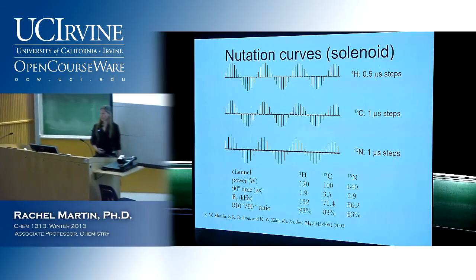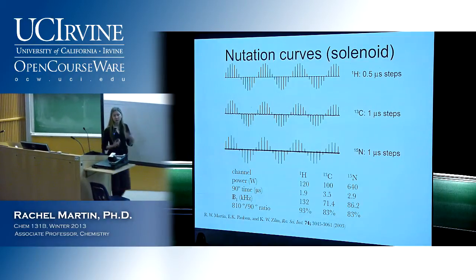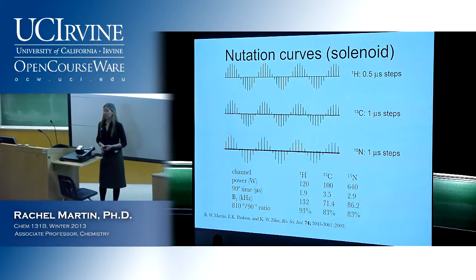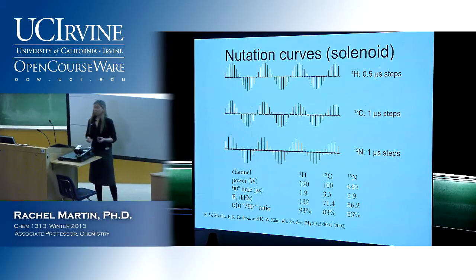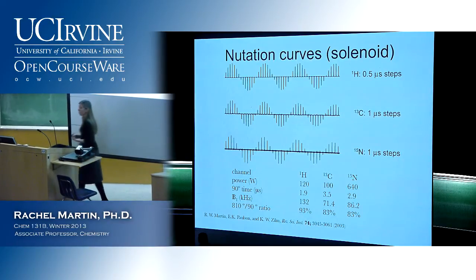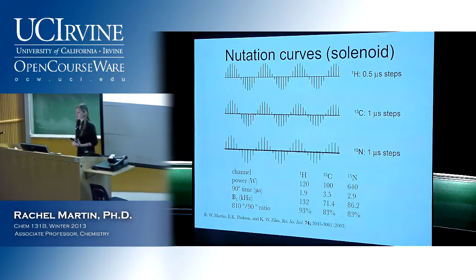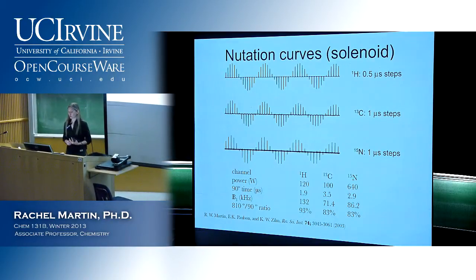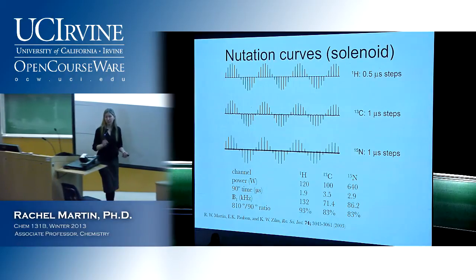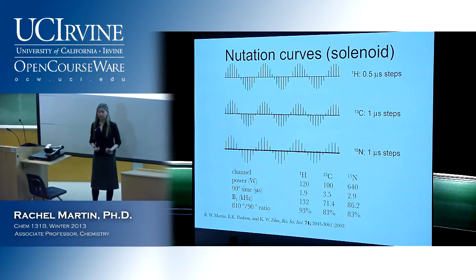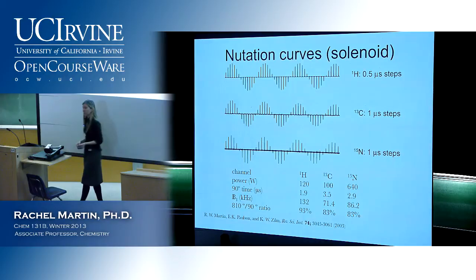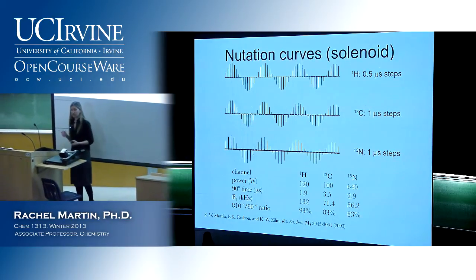Again, this is how you experimentally measure the flip angle that a pulse is going to have on your signal. You can see we have the RF field strength at some constant value. This is what B1 refers to. For proton, we had 132 kilohertz. Carbon, it's 71.4. Nitrogen, 86.2. That frequency refers to the frequency at which the magnetization is going around and around in these sine waves. And in that case, it's a measure of the amplitude of the field that's being applied.